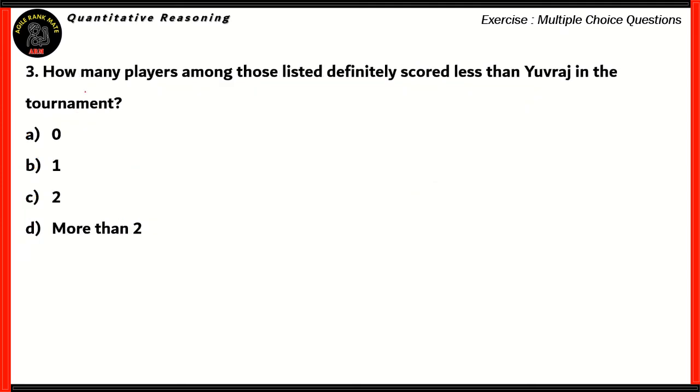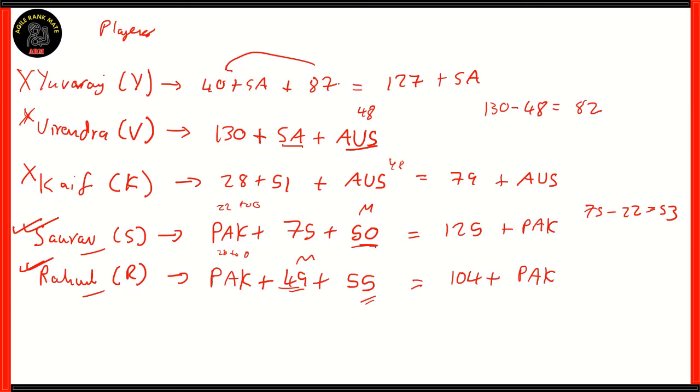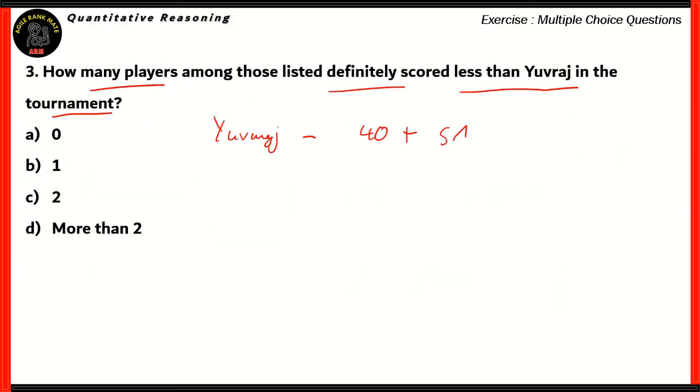Now let's look at this question. How many players among those listed definitely scored less than Yuvraj in the tournament? Is it 0, 1, 2, or more than 2? Okay, so in this case, we need to take out Yuvraj's score. Now, Yuvraj scored 40 against Pakistan. He scored something against South Africa, and he scored 87 against Australia. So this is his score.